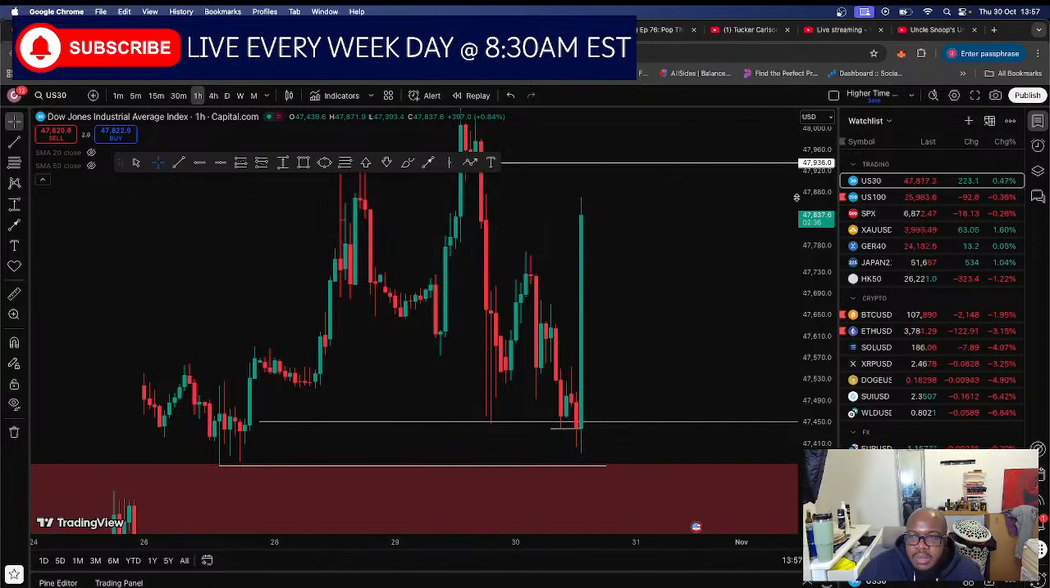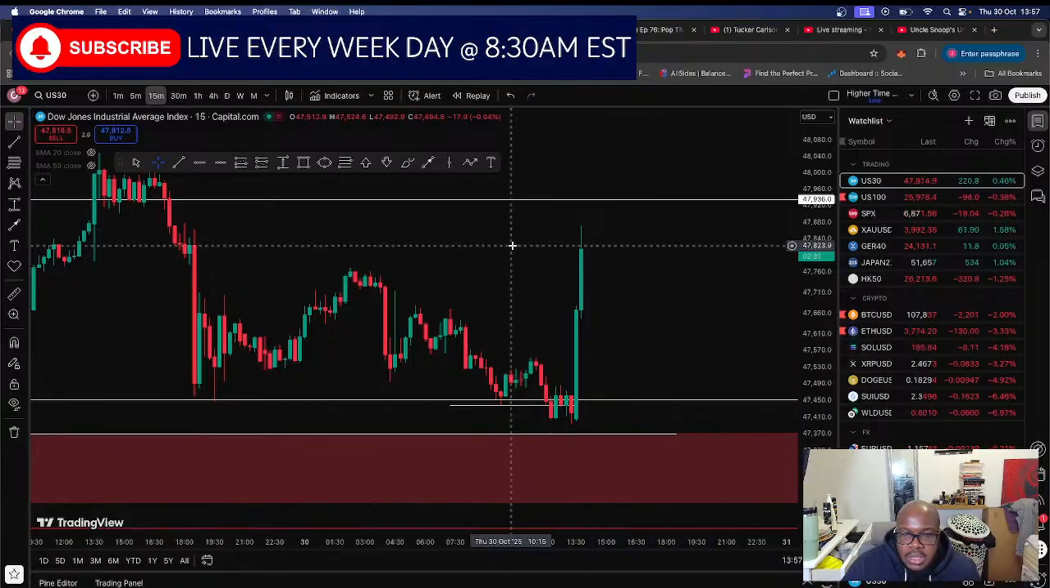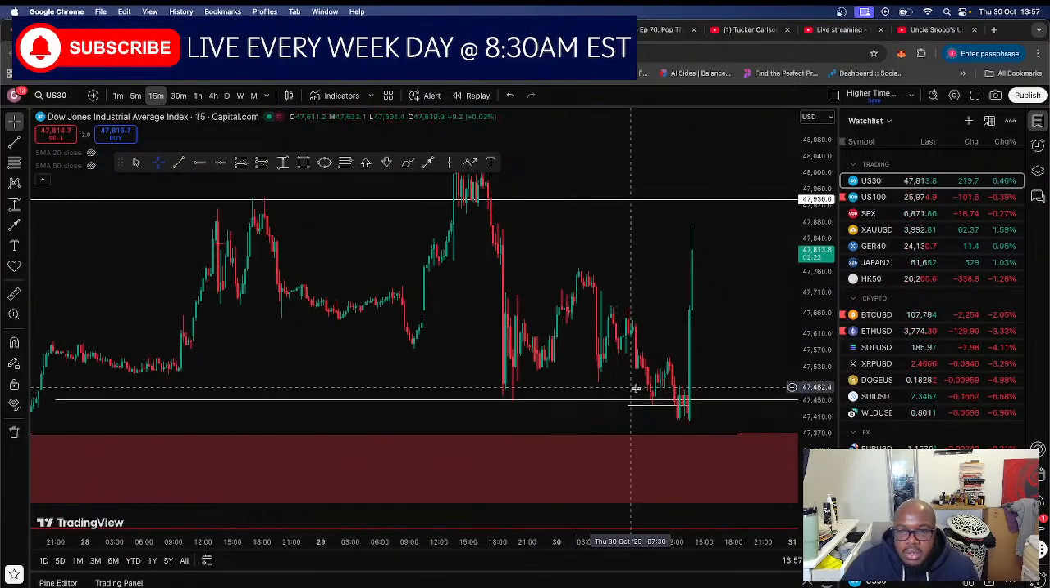However, I don't want to get in position. I don't want to rush the position. So, as I said, I'm going to wait for the hourly candle to close, and I'm going to wait for the 15 minutes to close as well. And that should be enough for us to get long.